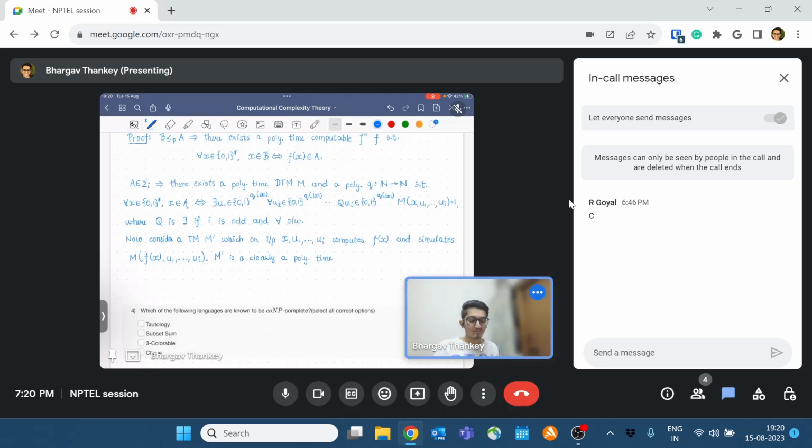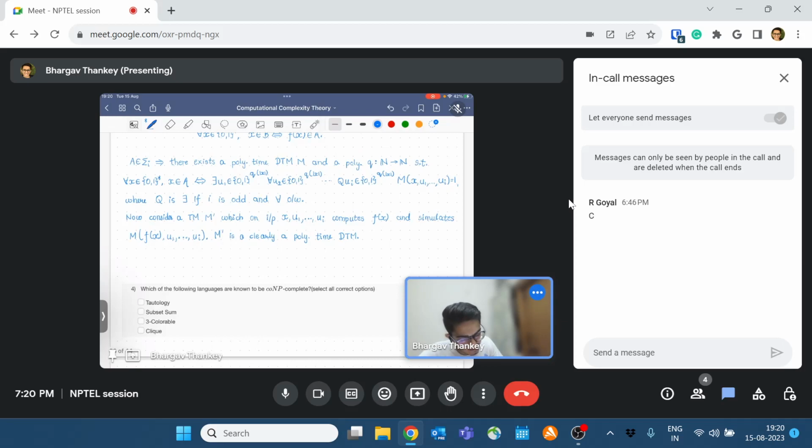Why? Because what does M prime do? It first computes f of x, which, since f is polytime computable, it can do in polynomial time. And then when it runs M, M would run in time polynomial in the size of f of x and u1 to ui. But since f is polynomial time computable, the size of f of x would also be polynomial in the size of x. So the overall running time of M prime is still polynomial.